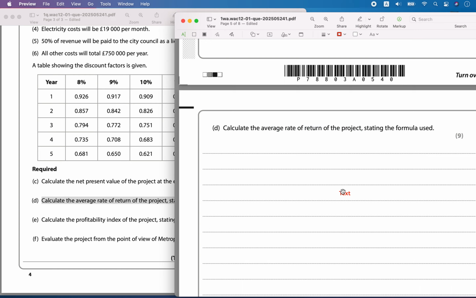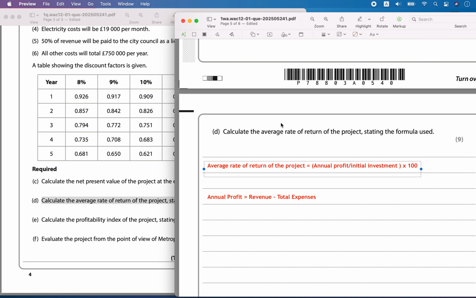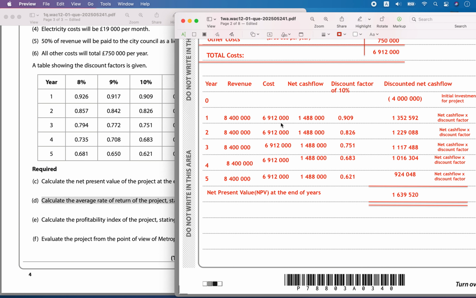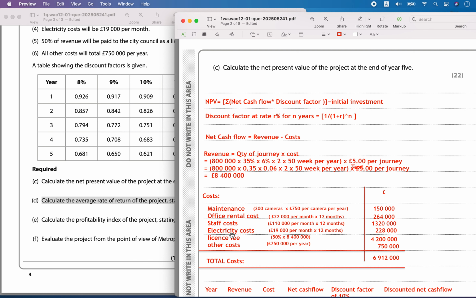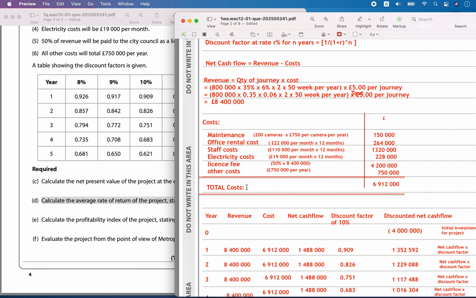of the project. Annual profit is nothing but revenue minus total expenses, which includes depreciation. So why didn't we include depreciation in the cost for the previous one? In the previous part we had calculated net cash flow. It doesn't include the depreciation cost because depreciation is a notional cost which has not actually occurred. It is as per the accounting concept.